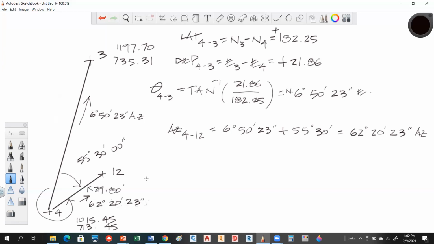So there's my inverse up here. We did an inverse. Got the foresight direction. Now we need to get what?